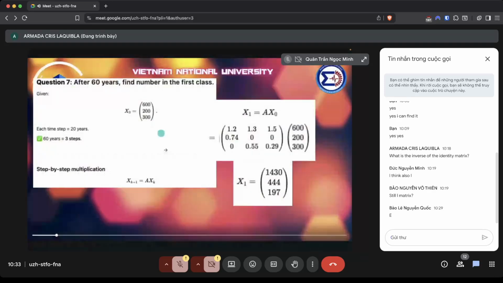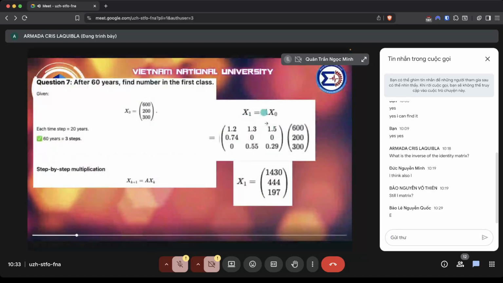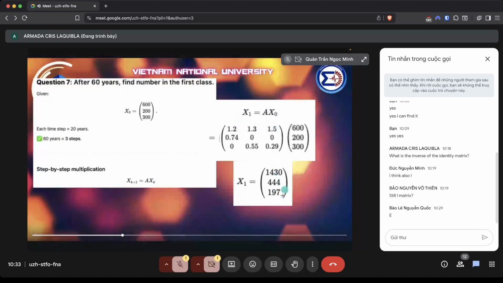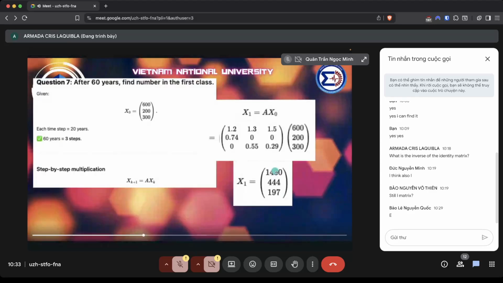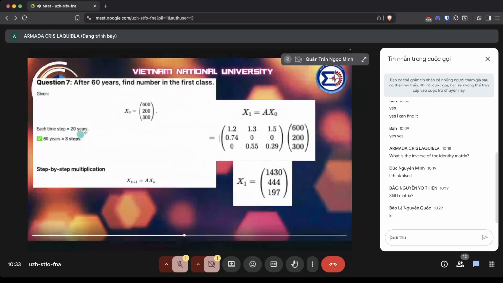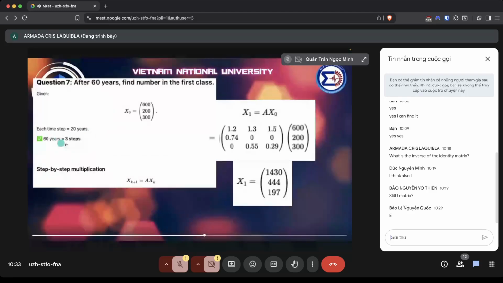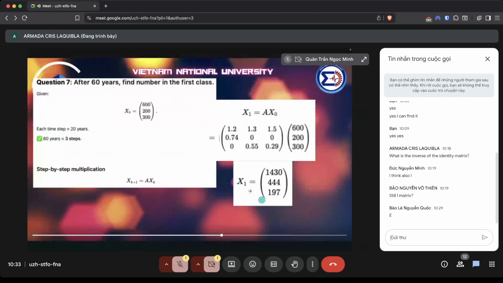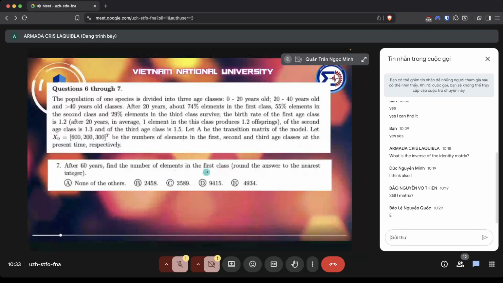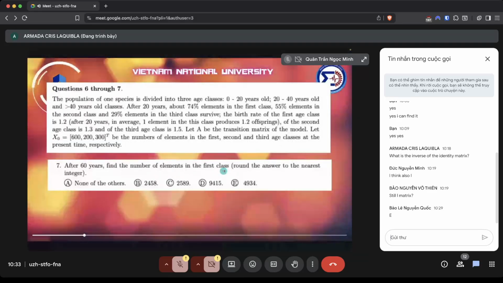So this is your x sub o. So that's it. First, multiply that with A x sub o. This is your first 20 years. This is after 20 years because each time step is equal to 20 years. So 60 years is three steps. So we have to find x3. And the question says, find the number of elements in the first class.